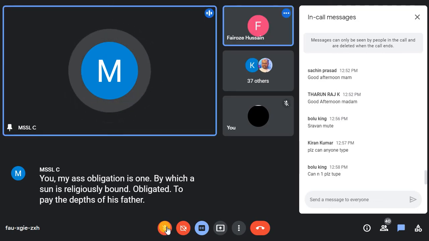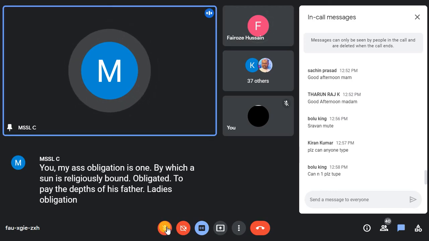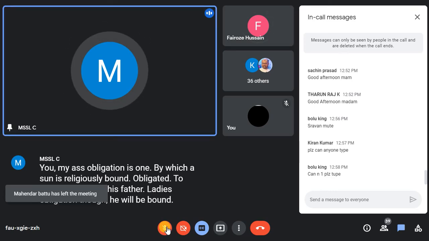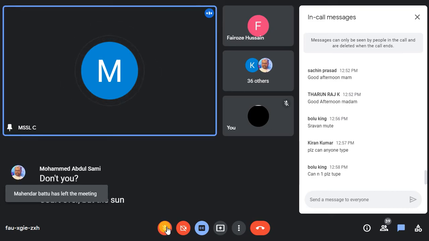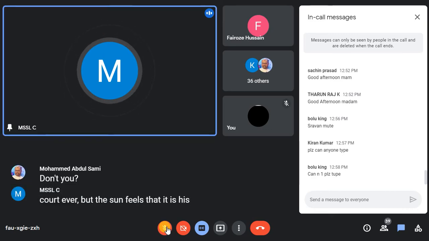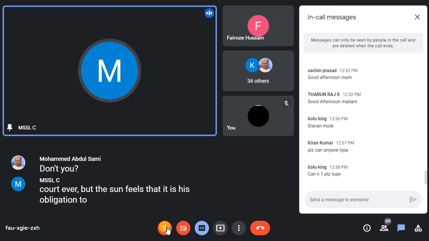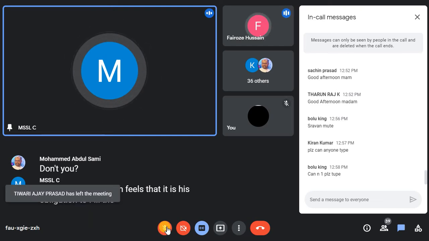That is pious obligation. Though he is not legally bound, or there is any contract or not, whatever, the son feels that it is his obligation to fulfill the obligation of his father.